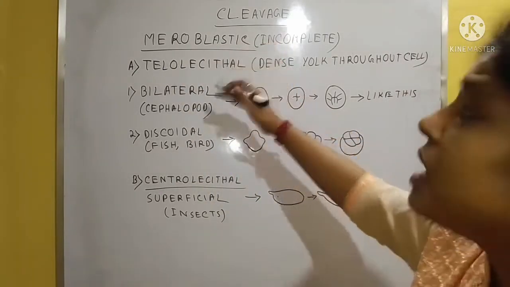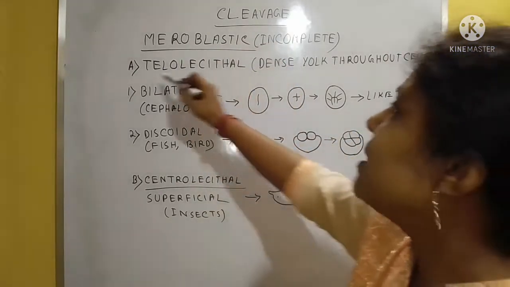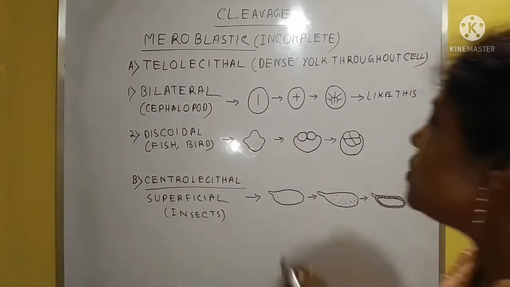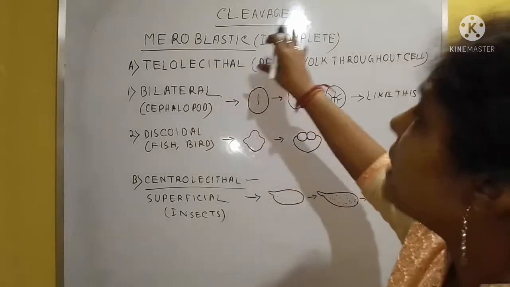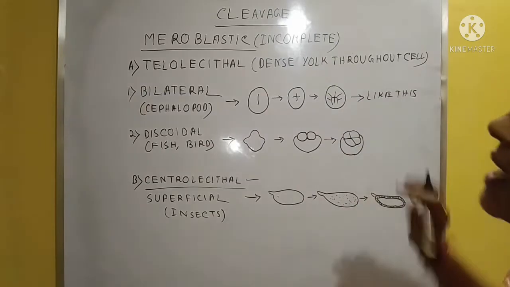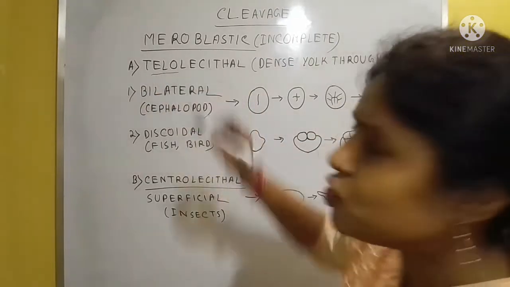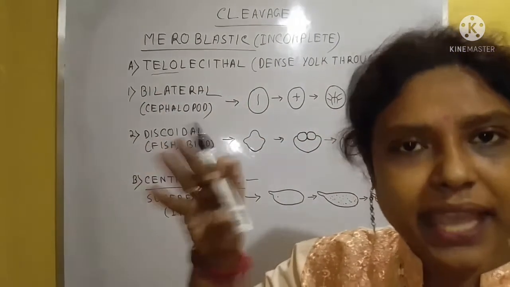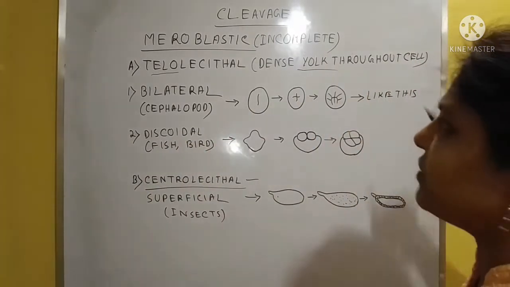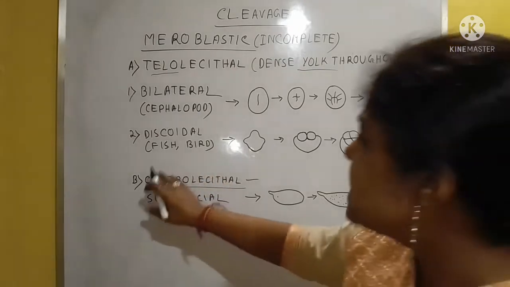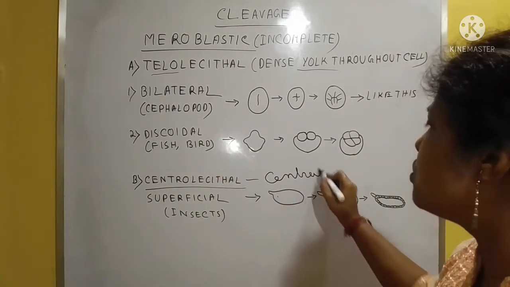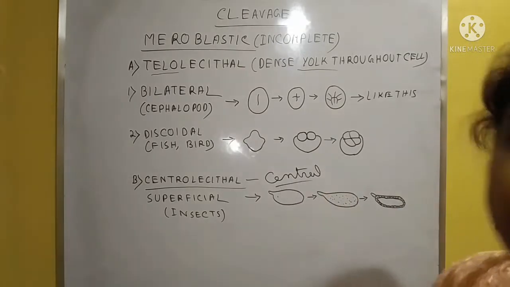Under meroblastic, what type of cleavage can we see? One is the telolecithal, and the second one is the centrolecithal. In telolecithal, the dense yolk is throughout the cell, but telo means the tail part of the egg, which is totally condensed with the yolk material. And in case of centrolecithal, the central portion is occupied by the yolk material.